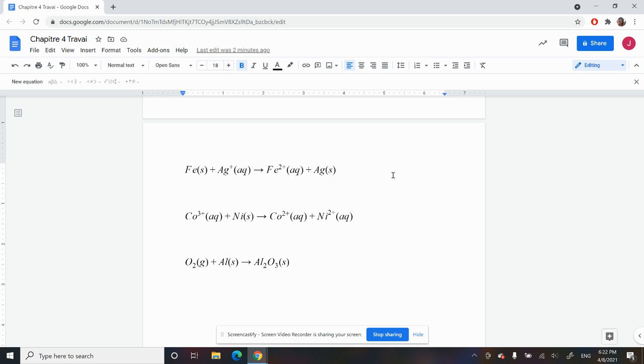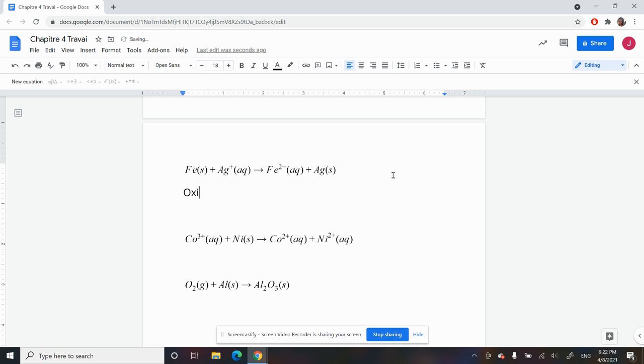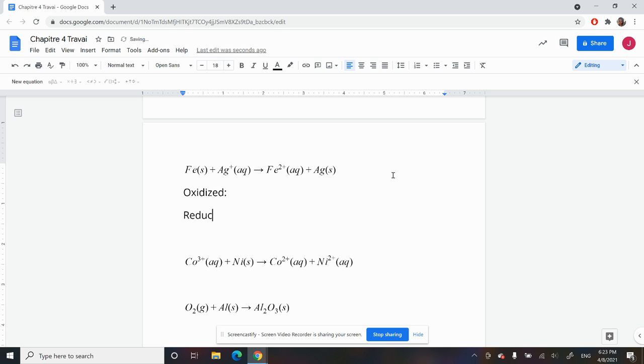So first I'm going to need to decide what is oxidized and what is reduced. I'm looking here for something that is giving away electrons. So it's going to be the iron here. When you're doing the half reactions, you can leave out the states. I don't have an issue with it. So iron is becoming iron 2 plus, and in the process of doing so, it is losing 2 electrons. So those electrons are a product.